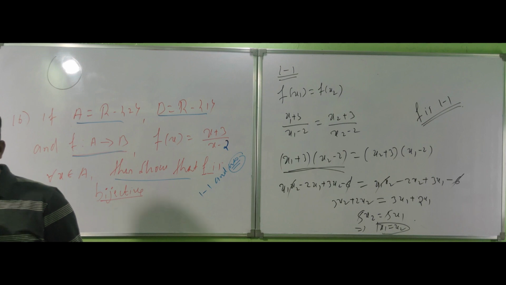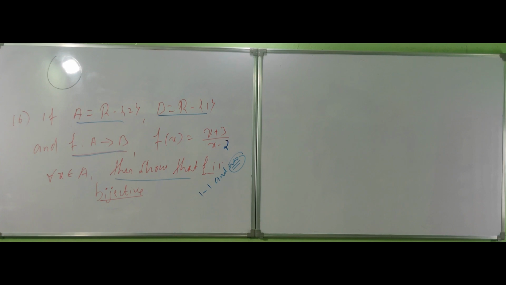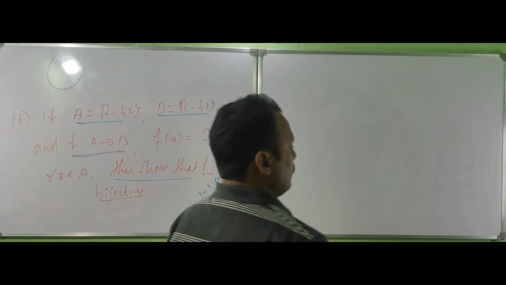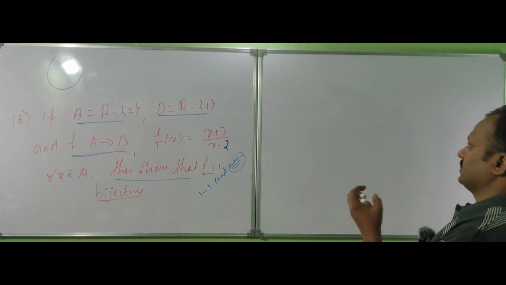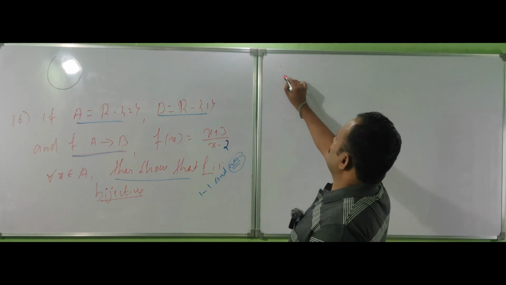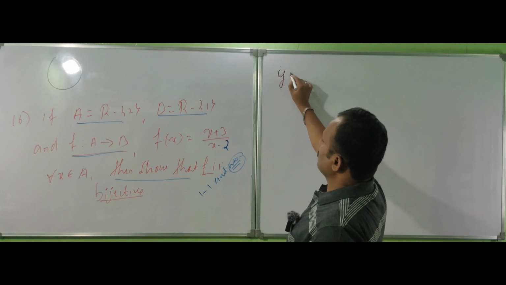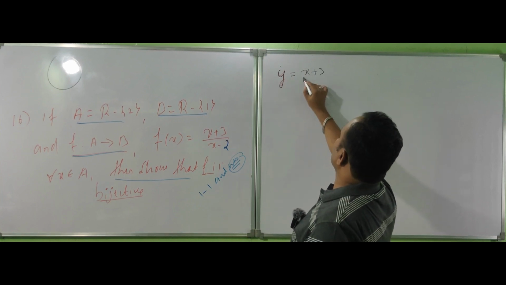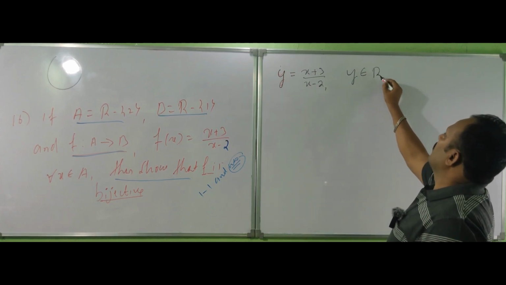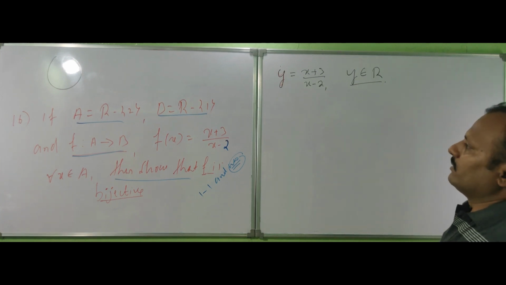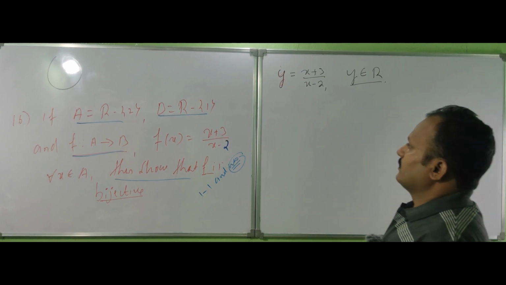Let's see the second condition, the onto condition. Onto condition means every image should have a preimage. What is the condition they have given? y is equal to x plus 3 divided by x minus 2, so y belongs to R, a function from R minus 1.